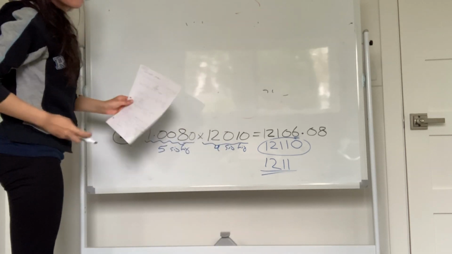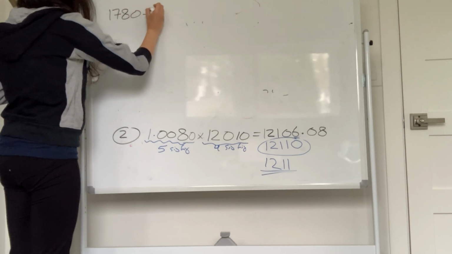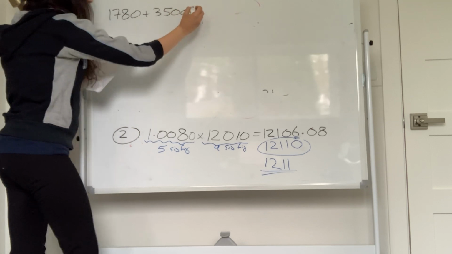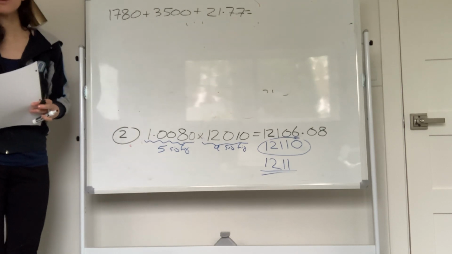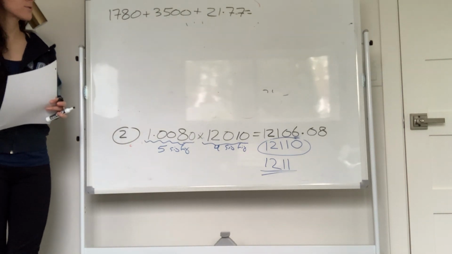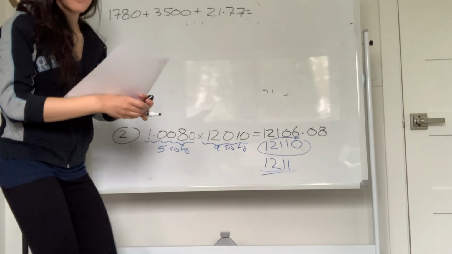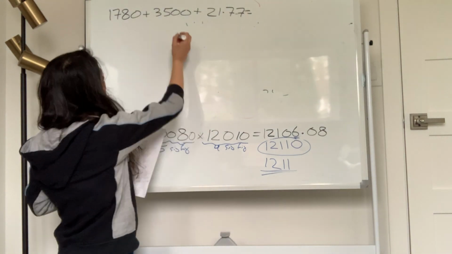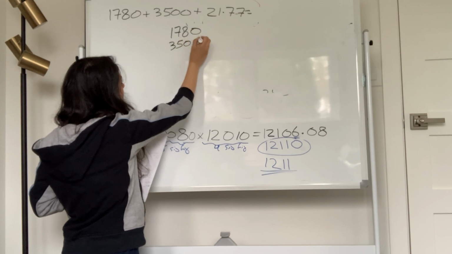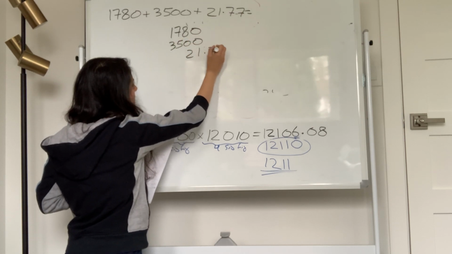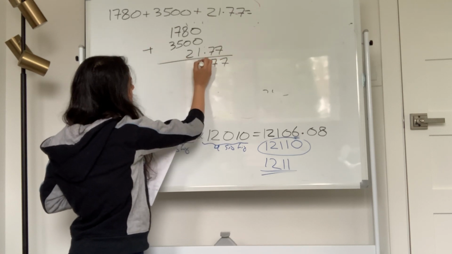The last one, I give you an addition. It was 1780 plus 3500 plus 21.77. Okay, what I told you guys was that every time you have addition or subtraction, the way to do it, you have to line them up on top of each other, okay? So let's do that. Let's line these up. I'm going to go 1780, 3500, 21.77. And then I'm actually going to add up all these numbers together.